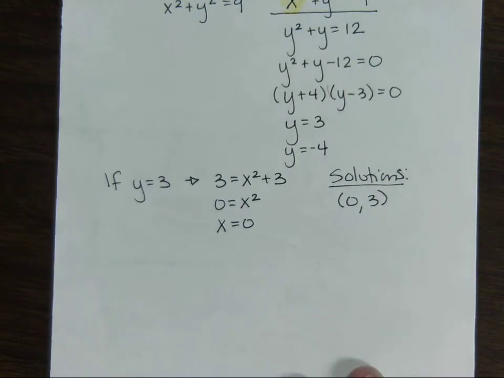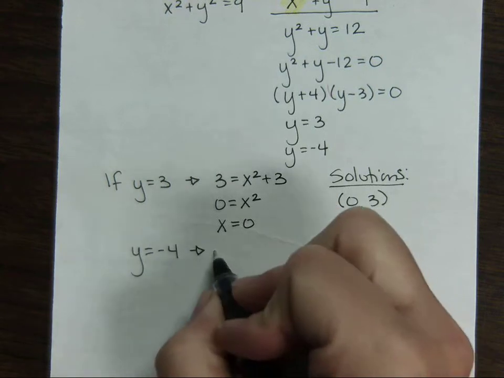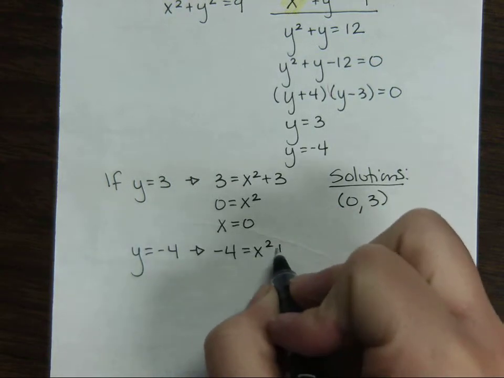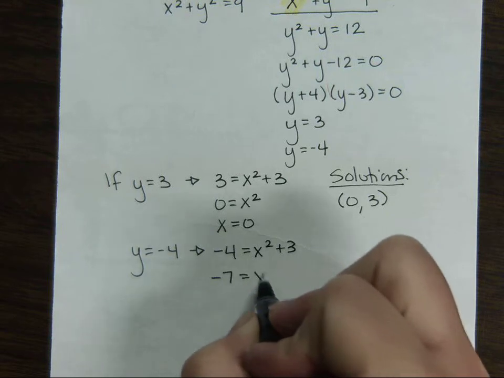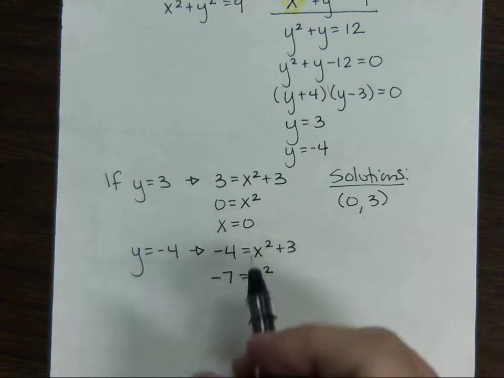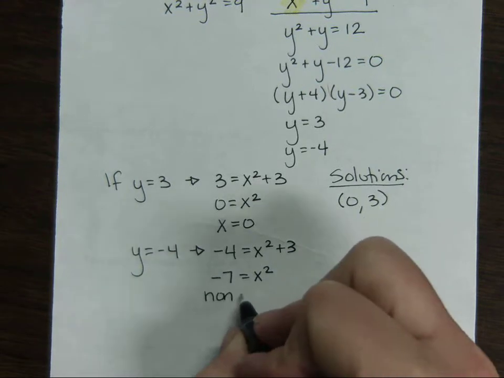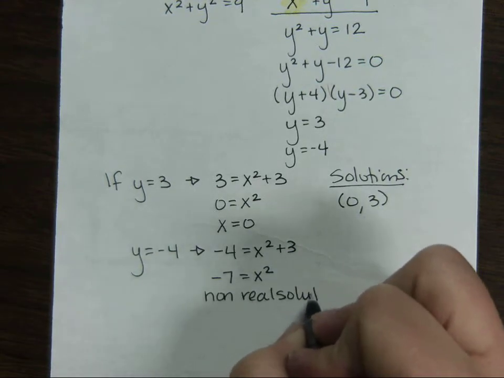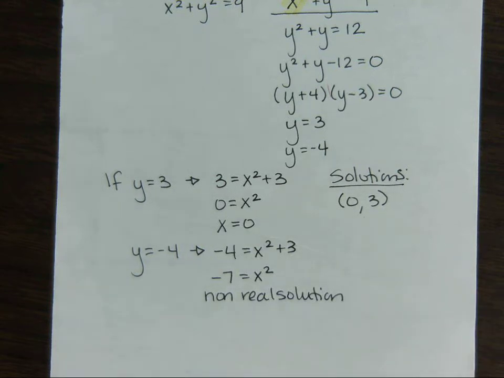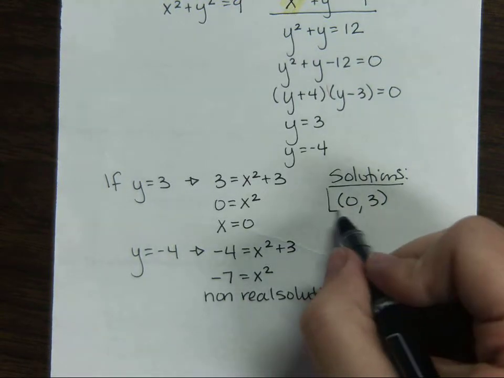Now I need to check what happens with this other coordinate, y equals negative 4. And I'm going to get negative 4 equals x squared plus 3. But when I move the 3 over, I get a negative. So the problem is that even though we've talked about taking the square roots of negatives, in terms of solutions to equations, this is going to end up being a non-real solution, which means we can't use it. So you can't have solutions that have an i in them. And so this is going to get thrown away, and this is going to end up being our only solution.